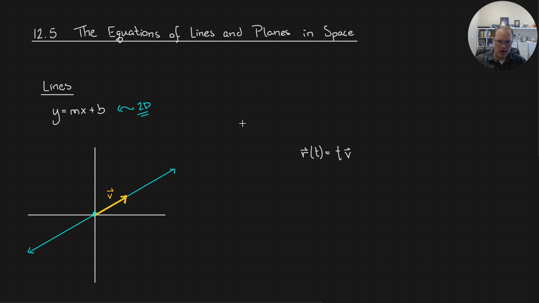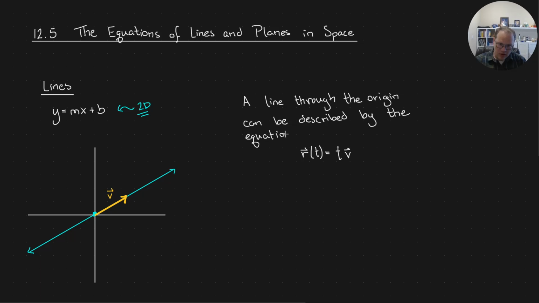So let's summarize. A line through the origin can be described by the equation r of t equals t v, where v is a vector parallel to the line. Okay.